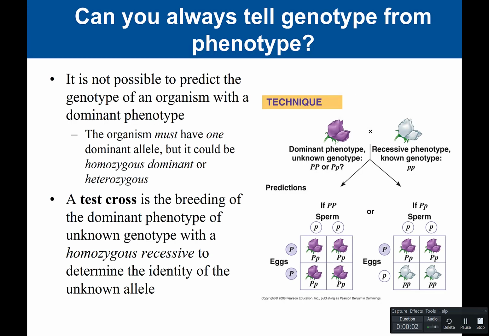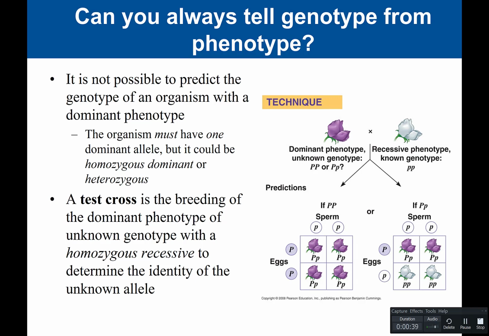So the question is, can you always tell genotype from phenotype? And the answer is no, right? If you see an organism with the recessive phenotype, in that case, you do know its genotype. It has to be the homozygous recessive. In the case of flower colors in plants, the pea plants, white flowers is the recessive phenotype. And what that means is that the white flowers we know have to have a genotype of little p, little p. It's the only way you get the recessive phenotype.